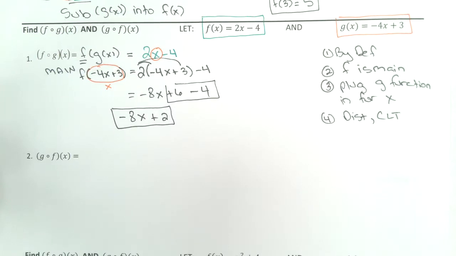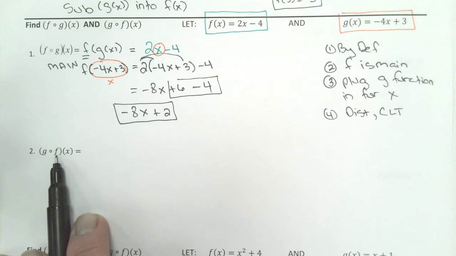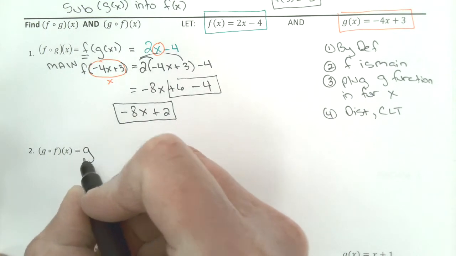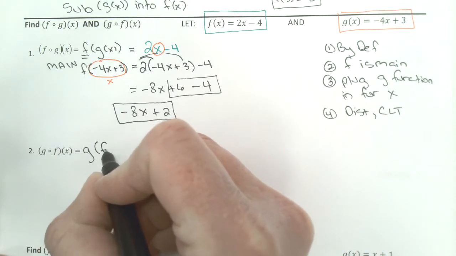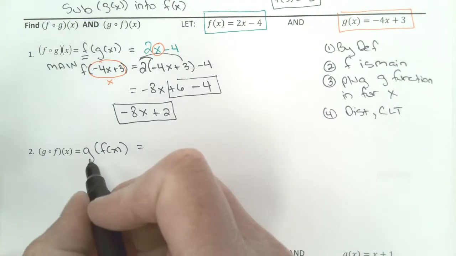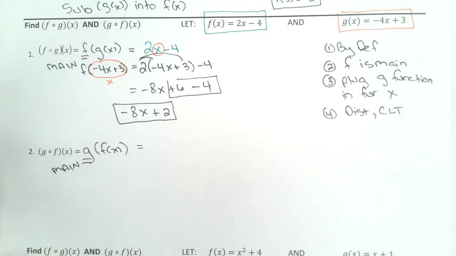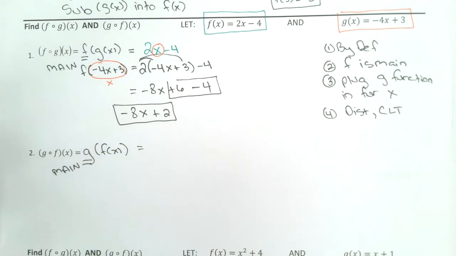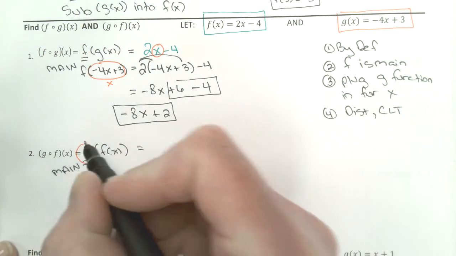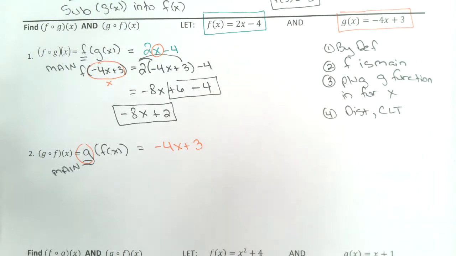So whatever letter comes first is going to be your main one. And so now we've taken it and we've reversed it. Now we're going to find g of f of x. So I'm going to practice rewriting it as g of f of x. So this time g comes first. So that's my main function I'm going to use. And let's see, g is red, so that's my main one this time. So that's negative 4x plus 3.